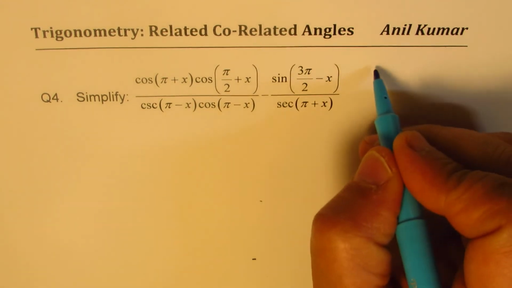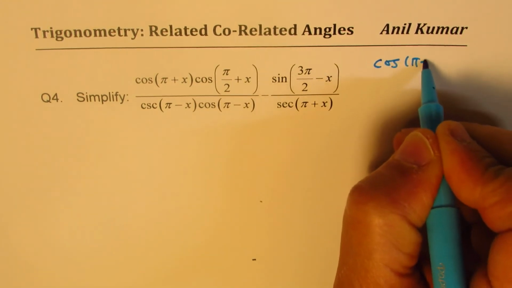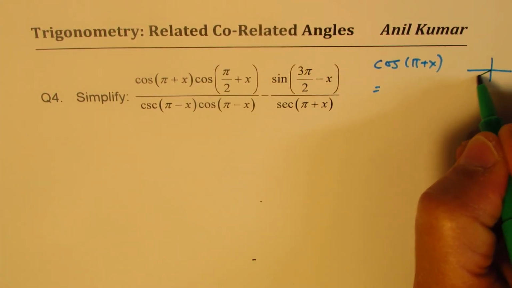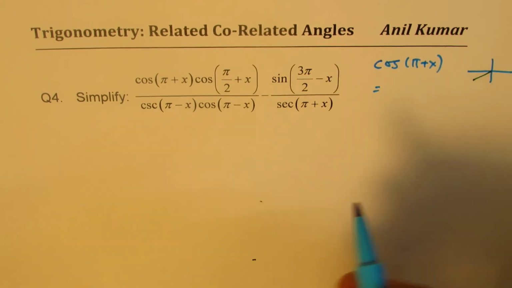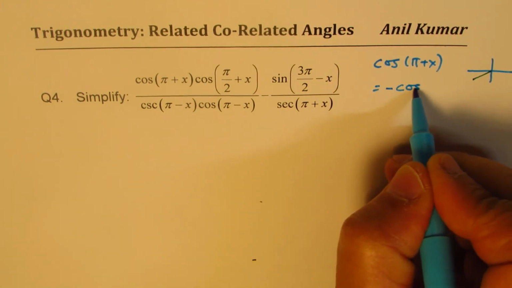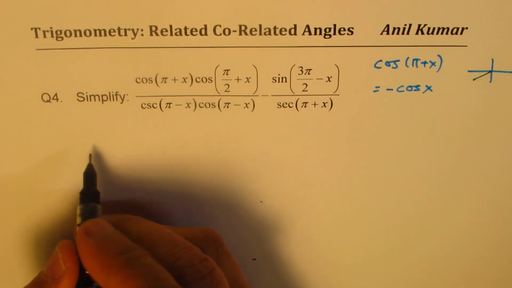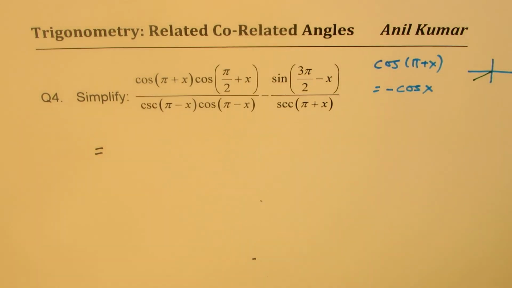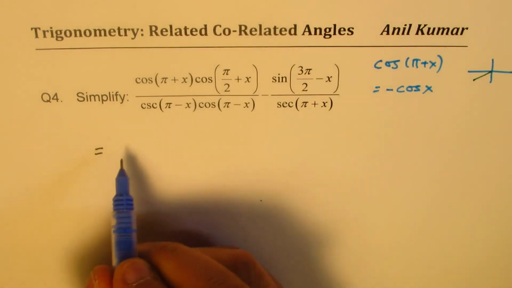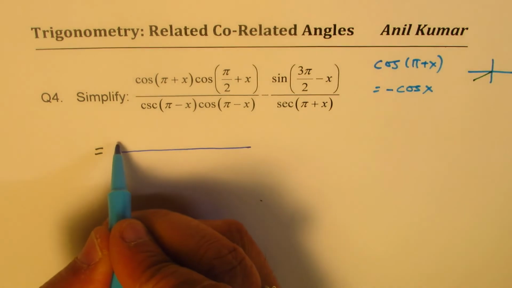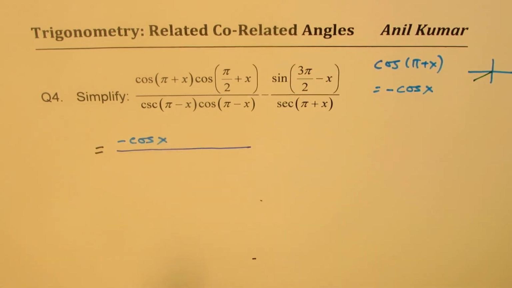We have cos of pi plus x. That should be equal to what? Well, cos pi plus x means you are in quadrant 3 where it has to be negative, and therefore it should be negative of cos x. Is that clear to you? So when you're writing a simplified version for this, I will replace cos of pi plus x with what? Minus cos x. Is that clear to you, right? So that is how we'll do one by one. So the first term here will be minus cos of x.